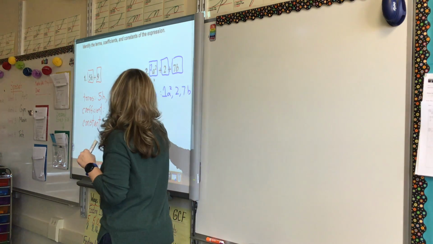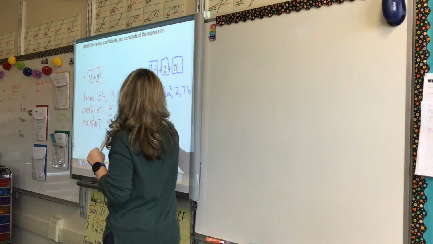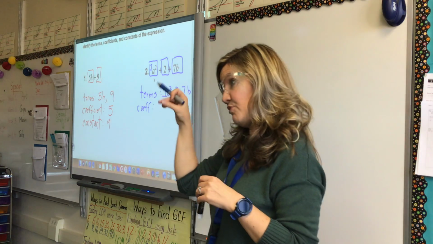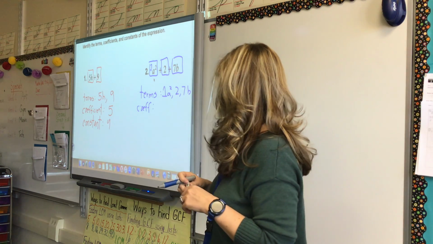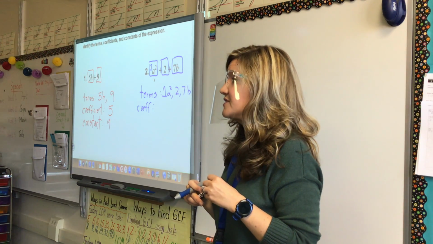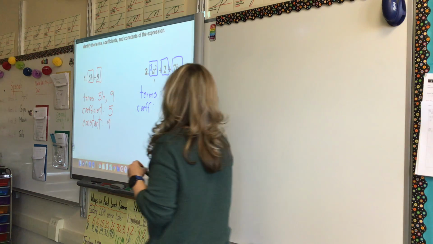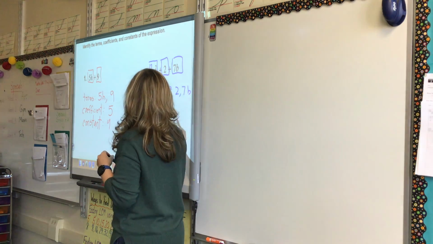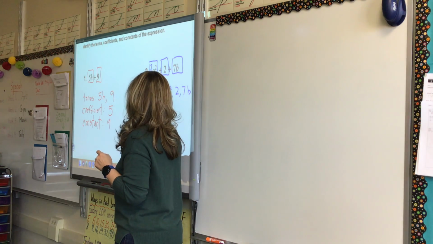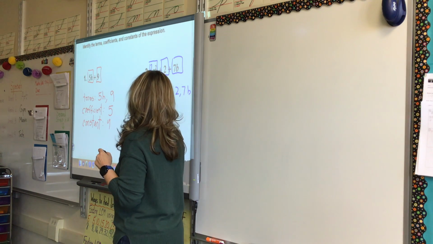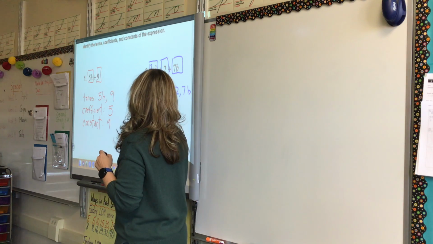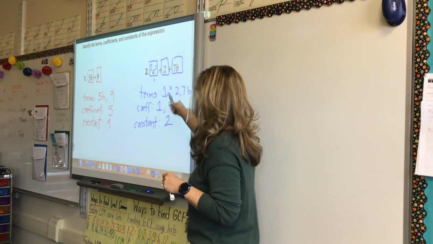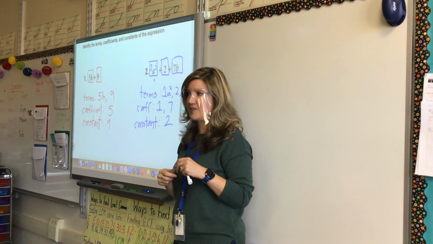Now, coefficients. What are the coefficients? Look at all the variables. Remember, the coefficient comes before the variable. What do you think, Maya? 1 and 7. Why is 2 not a coefficient? Because it doesn't have a variable. It is the constant. Okay? The constant does not have a variable. It's just a number that stands by itself.